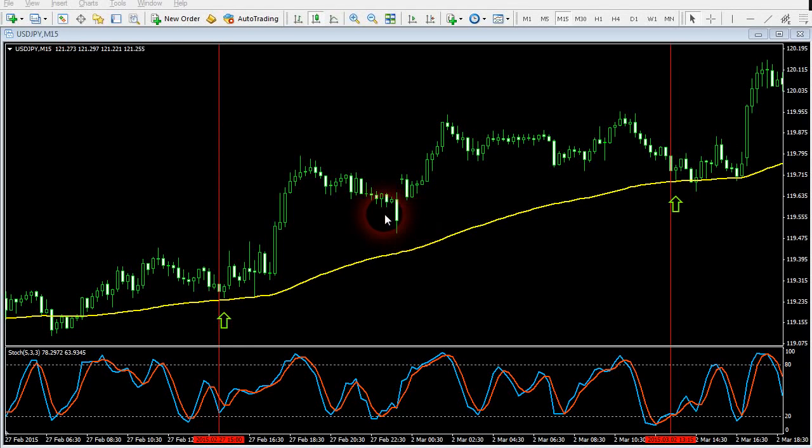Hello everyone, Okane here. I'm going to show you a simple strategy. It's only using two indicators and they are fairly easy to understand.